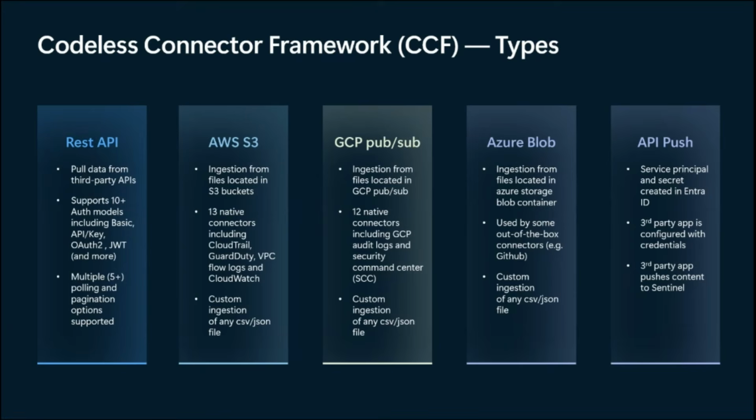As for the Azure blob, you can ingest files located in any Azure Storage blob container. Some of these are used by the out-of-box connectors, for example, like GitHub. And then finally, API push. So you need to create and handle a service principal and a secret created in Entra ID. You need to configure your third-party app with the credentials, and then the third-party app pushes the content or the data into the Sentinel very seamlessly. So that's the API push functionality, which is currently in private preview.